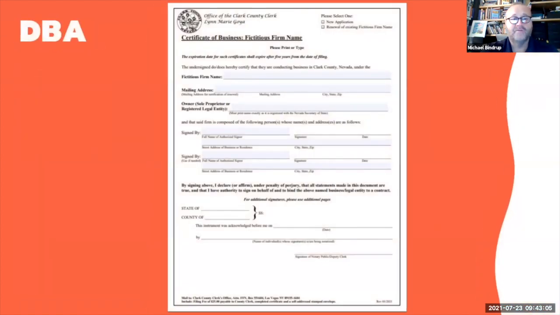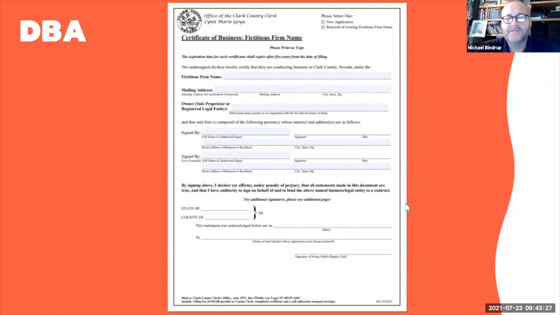This is all we fill out for a DBA. It's very simple, okay? The undersigned does hereby certify you're conducting business in Clark County, Nevada under this fictitious firm name, Mike's Car Wash. Here's my mailing address, here's my owner, it's owned by Mike. Mike signs it, and then you have to have this form notarized, okay?